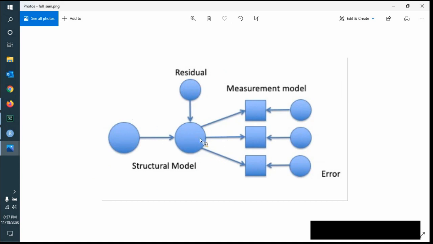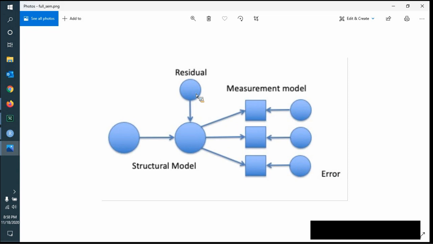The structural model is up here at the top, where one latent is predicting another. You could have a measured variable predicting, right? This would just be any section that's not the measurement model. This piece over here is the measurement model. They're both going to have either residuals or errors. You can call them either one.